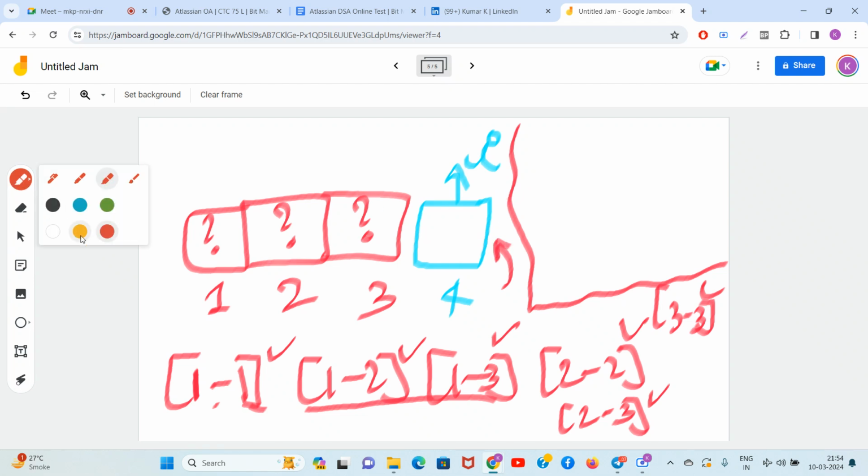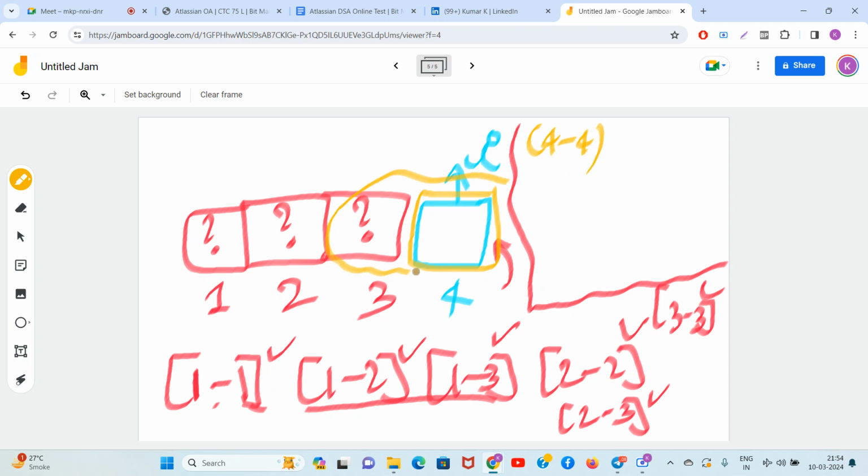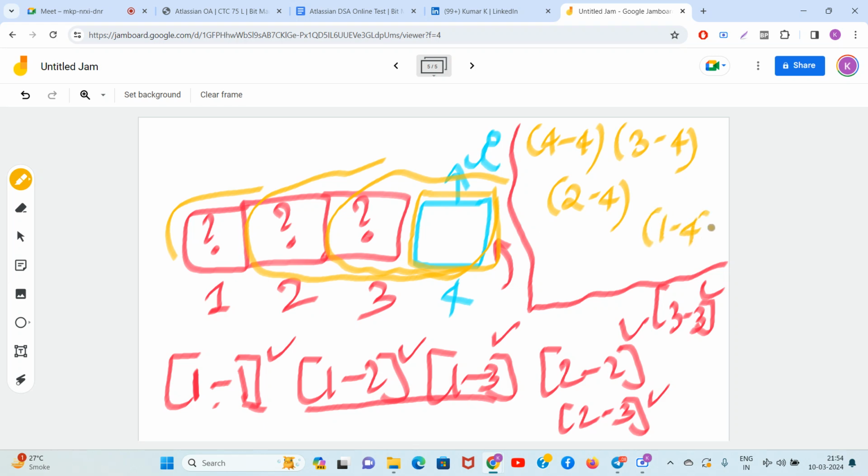I will do the yellow marker for you. 4 to 4 is the new subarray which gets introduced. 3 to 4 is the new subarray which gets introduced. 2 to 4 is the new subarray which gets introduced. And 1 to 4 is the new subarray which gets introduced.